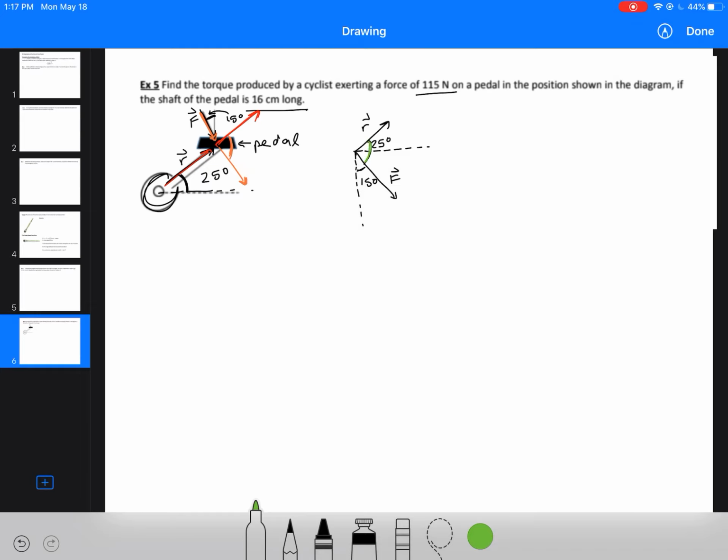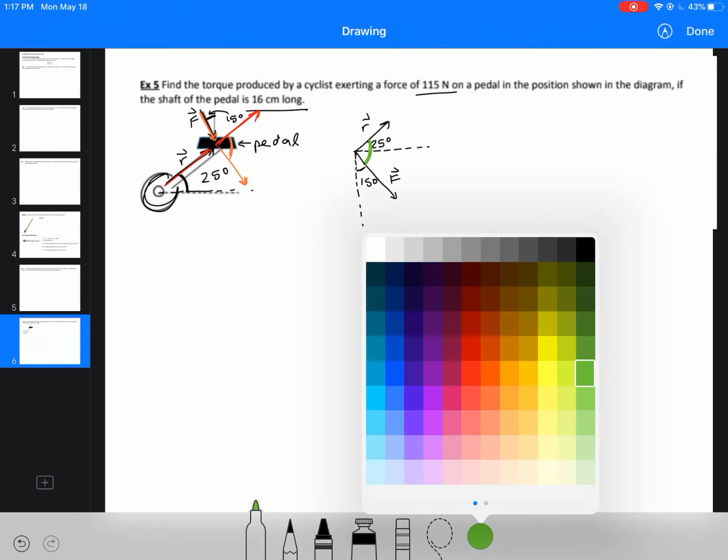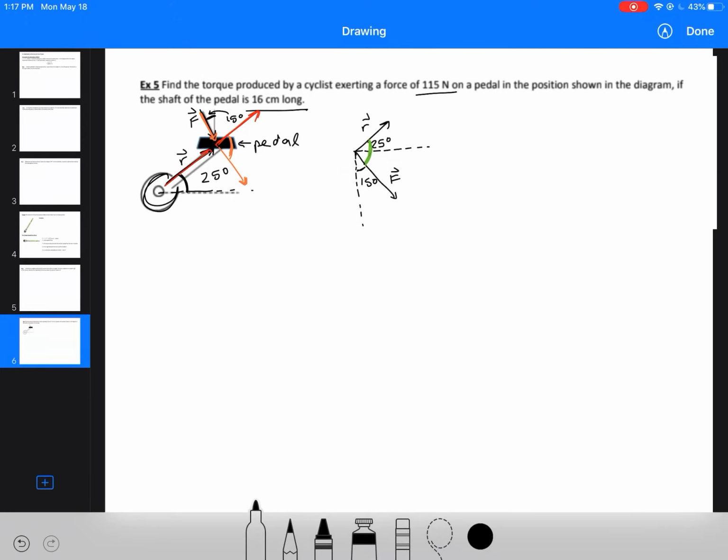So what I'm looking for is this whole angle here. Let's do that in green. So the angle between the radius and the force. So hopefully you can see the combination here. I'm going to start at 90 and I'm going to take away 15 because that's going to give me this part of my angle. And then I'm going to add 25 to find that my angle between the two is 100 degrees.